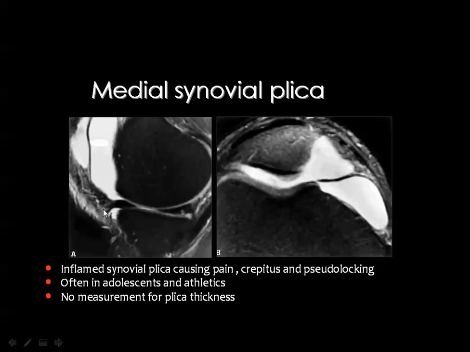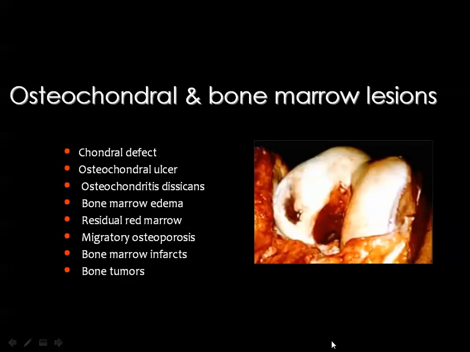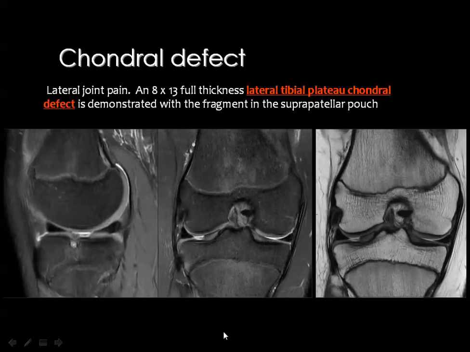And also at the level of the medial meniscus, you can see a band crossing the joint representing the medial synovial plica. Finally, we will discuss some of the osteochondral lesions and bone marrow pathology, including the chondral and osteochondral defects, osteochondritis dissecans, bone marrow edema, residual red marrow, migratory osteoporosis, bone marrow infarctions, and of course the bone tumors will be discussed in full details in the lecture specified for imaging of bone tumors.